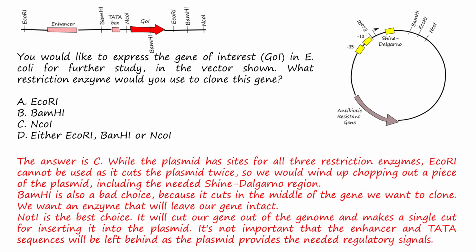The answer is C. While the plasmid has restriction sites for all 3 restriction enzymes, EcoR1 cannot be used as it cuts the plasmid twice, so we would wind up chopping out a piece of the plasmid, including the needed Shine-Dalgarno region. BamH1 is also wrong because it cuts in the middle of the gene we want to clone. We want an enzyme that will leave our gene intact. NcoI is the best choice. It will cut our gene out of the genome and makes a single cut for inserting it into the plasmid. It's not important that the enhancer and TATA sequences will be left behind, as the plasmid provides the needed regulatory signals.